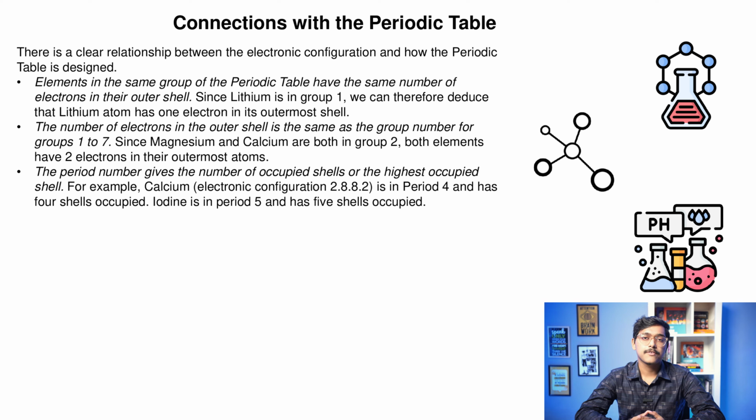The period number gives the number of occupied shells, or the highest occupied shell. For example, calcium, which has an electronic configuration of 2, 8, 8, 2, is in period 4, and thus 4 shells are occupied. Similarly, iodine is in period 5 and thus has 5 electron shells occupied.